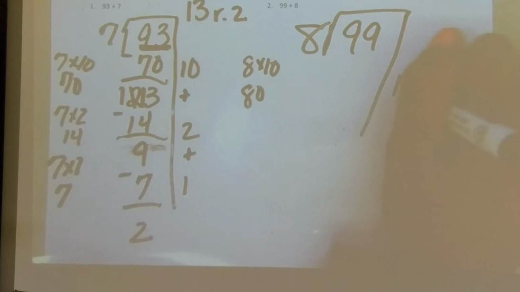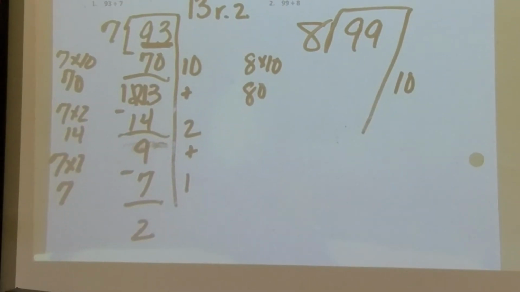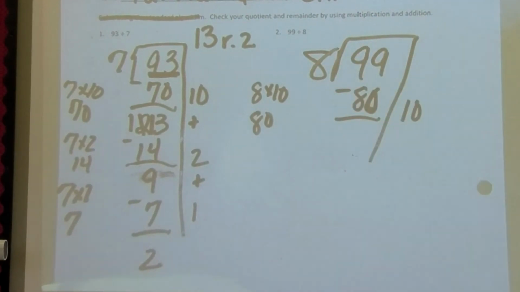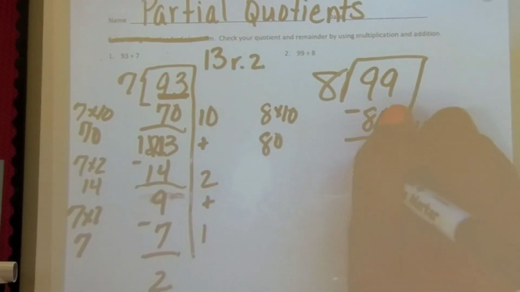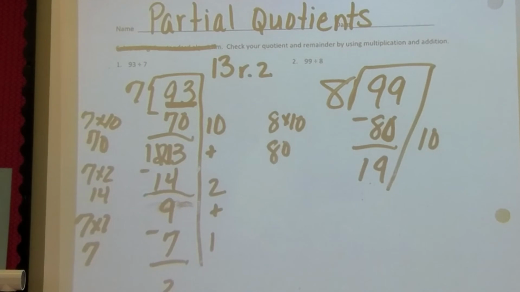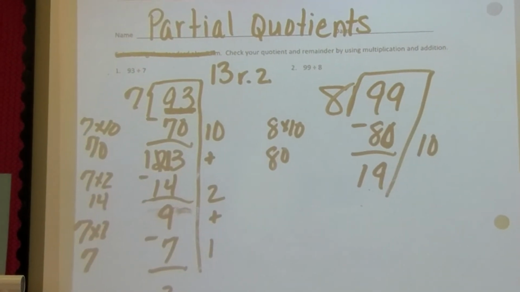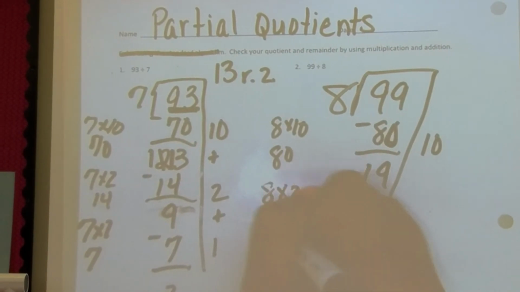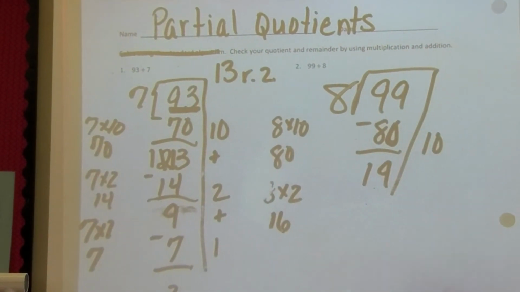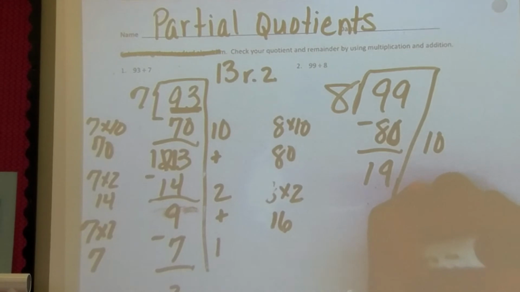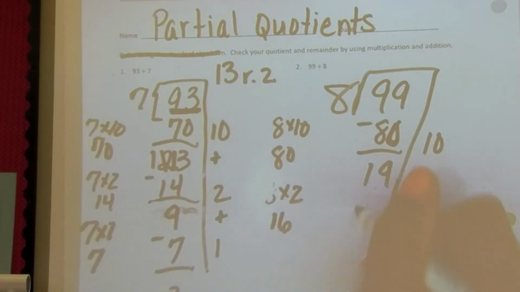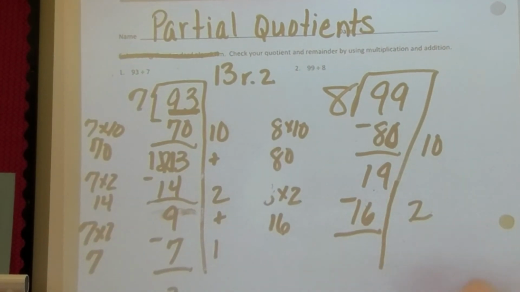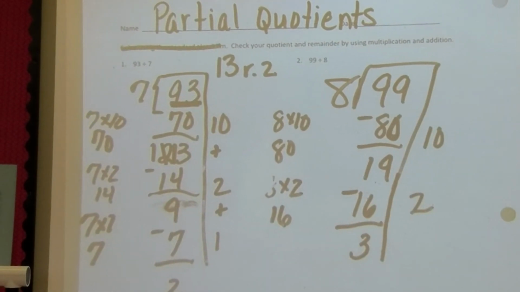So I know I can get at least 10 groups of 8, which is a total of 80. And I can subtract that out. And I'm left with 19. All right, what's another 8 fact that I know? I know that 8 times 2 is 16. So I can get 2 more groups of 8, which is a total of 16, and I subtract that out. And then I would have a remainder of 3 left.